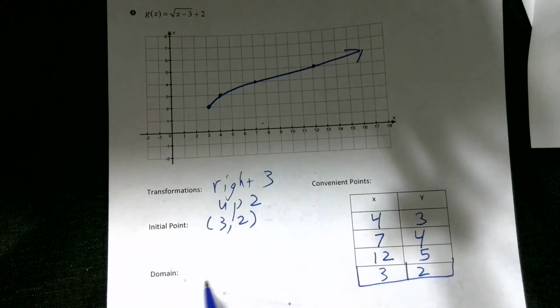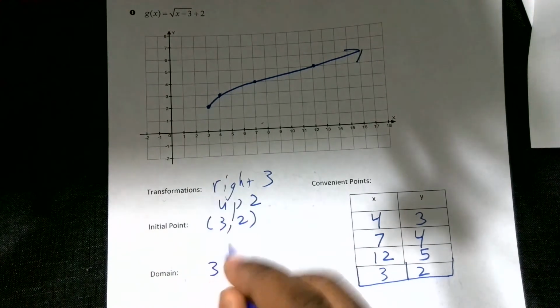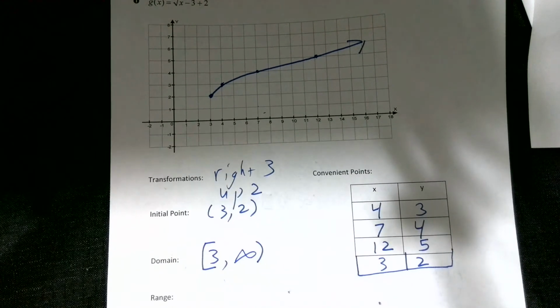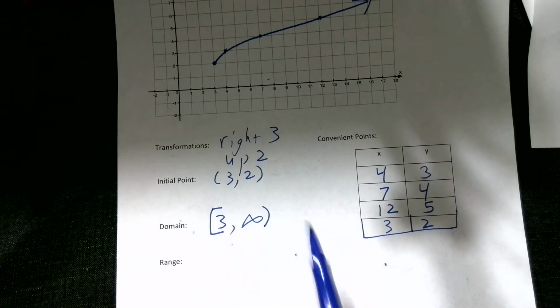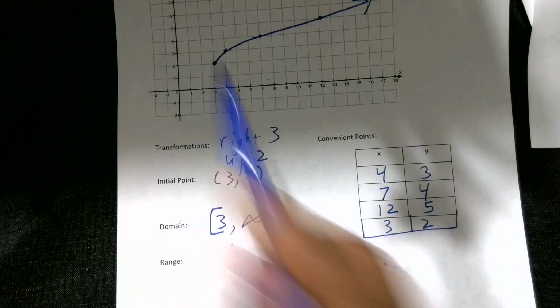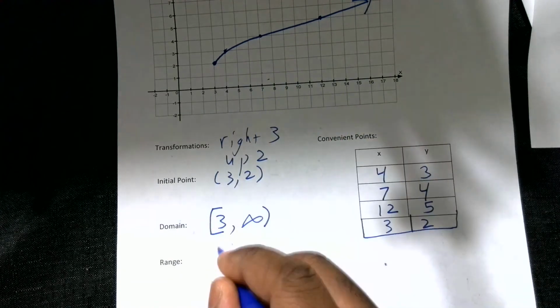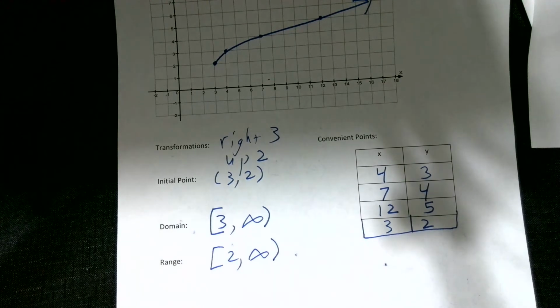And now we come down here with the domain. We look at our x value. Our domain starts at 3, and that's included, and it goes on to infinity. Now we go here to the range. With the range, we look at the y value. The y value here of our initial point is 2, and as you notice, it continues to go up. So 2 is the lowest value, and it goes on to infinity. Okay, now we move on to page 228.